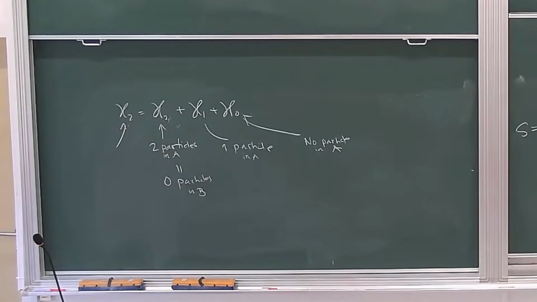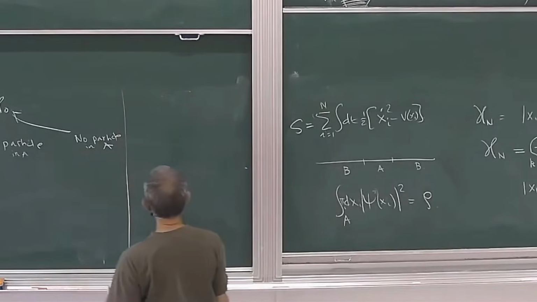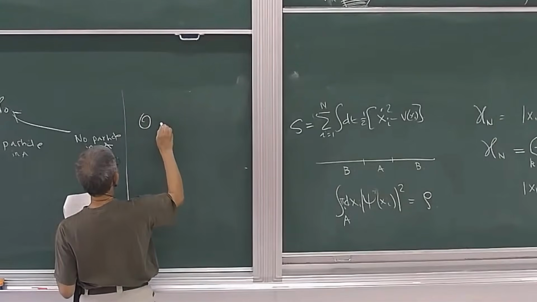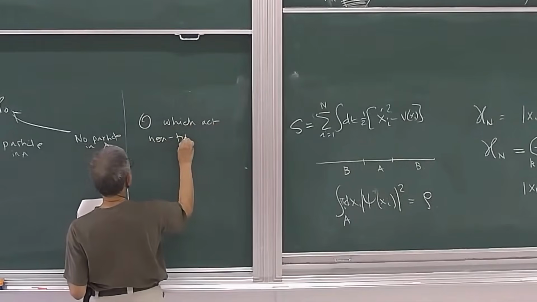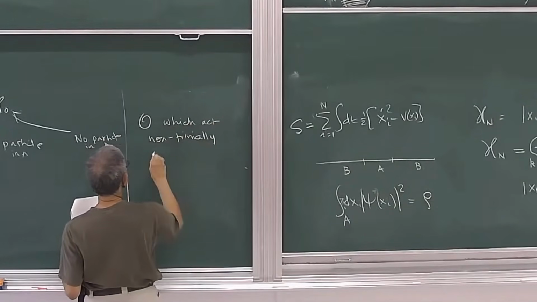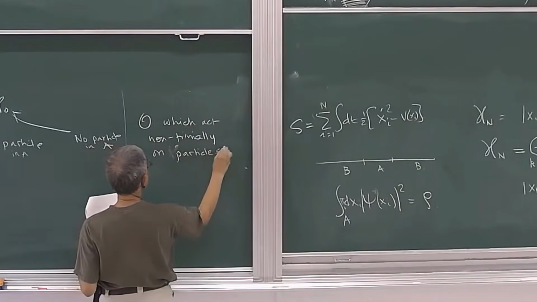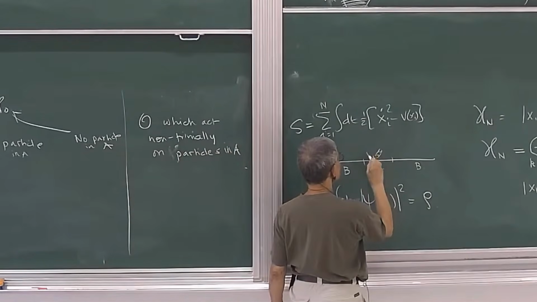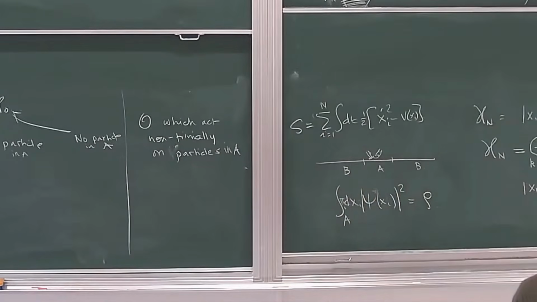Okay. Now, suppose in such a setup, I am interested in operators O which act non-trivially only on particles in A. What that means is that over here, I put in some detectors, but there are none over there. And so this detector is going to click only if it finds a particle there. If there is no particle there, it doesn't do anything.